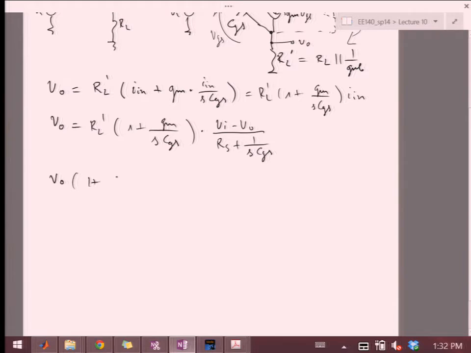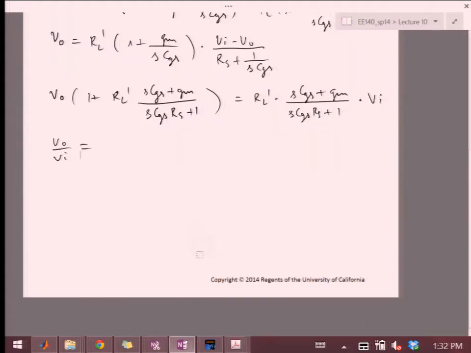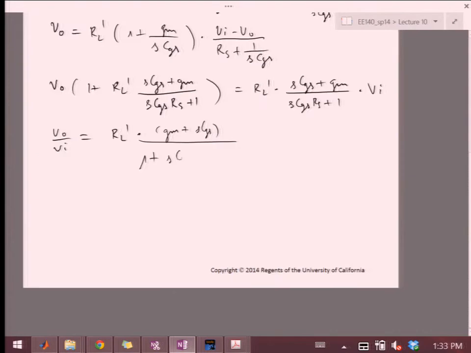If we move this to the other side, we get RL prime, and then here SCGS plus GM over SCGS RS plus 1, and I'm just multiplying this out so it's easier. That equals RL prime times SCGS plus GM over SCGS RS plus 1 times V in. And so when we divide this out, I'm going to get RL prime times GM plus SCGS over 1 plus SCGS RS plus SCGS RL, and then plus GM RL prime.